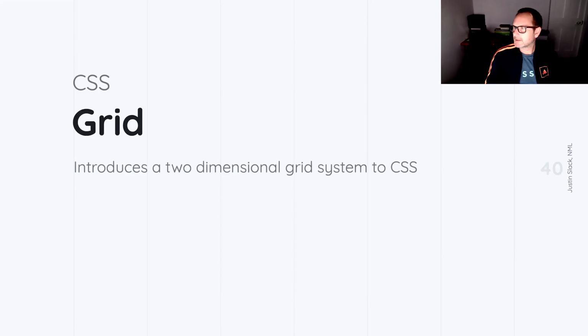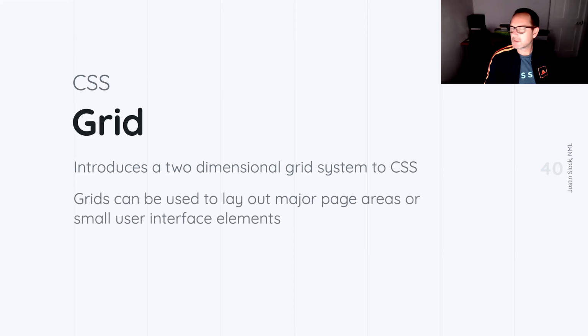Okay, Grid, on the other hand, introduces a 2-dimensional grid system to CSS, whereas Flex is 1-dimensional, Grid is 2-dimensional. And grids can be used to lay out major page areas or small user interface elements. So with Flexbox, we generally want to use it on small user interface elements, like headers, like menus, like cards, and things like that. Grid allows us to lay out an entire page or screen with ease.